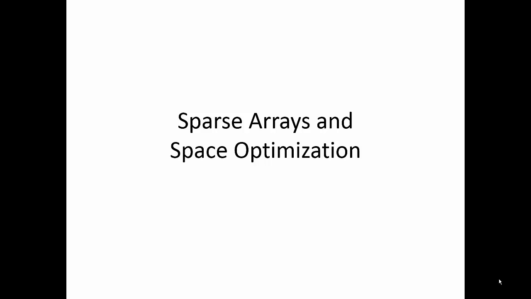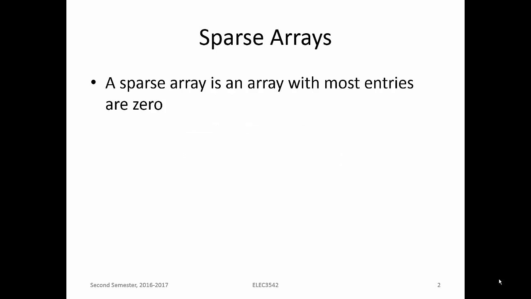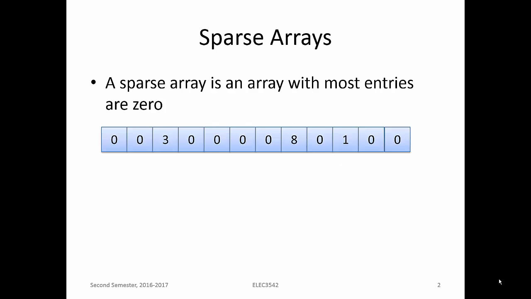In this video, we will study how data structures can reduce the amount of memory needed in running a program. We will use sparse arrays as examples. A sparse array is an array with most entries being 0, like this one. There are 12 elements, but only 3 of them are non-zero.